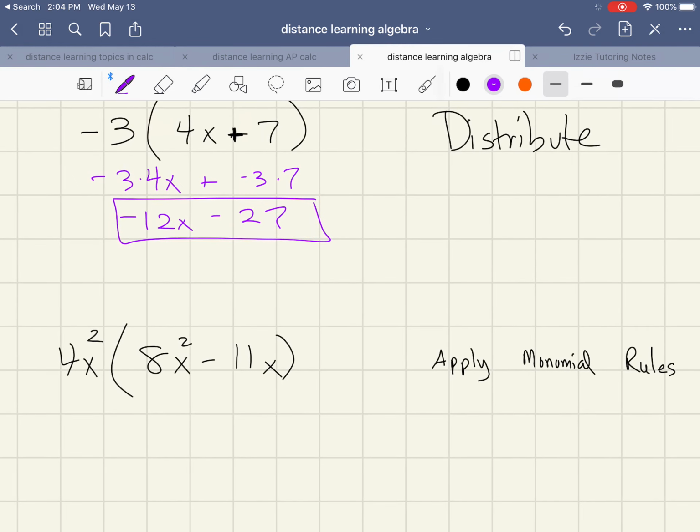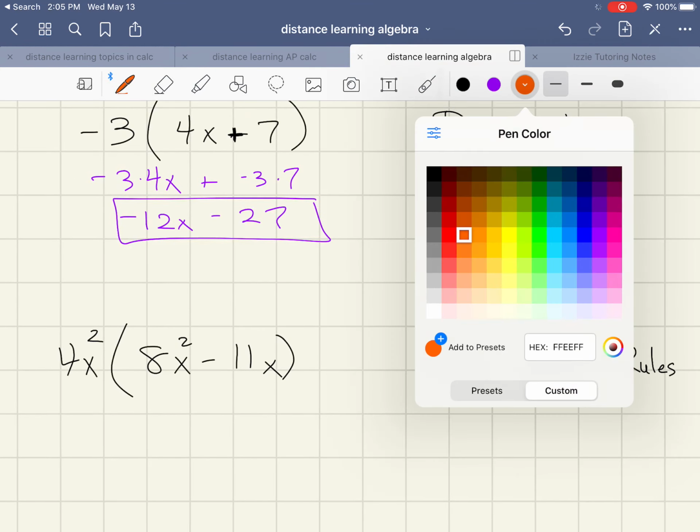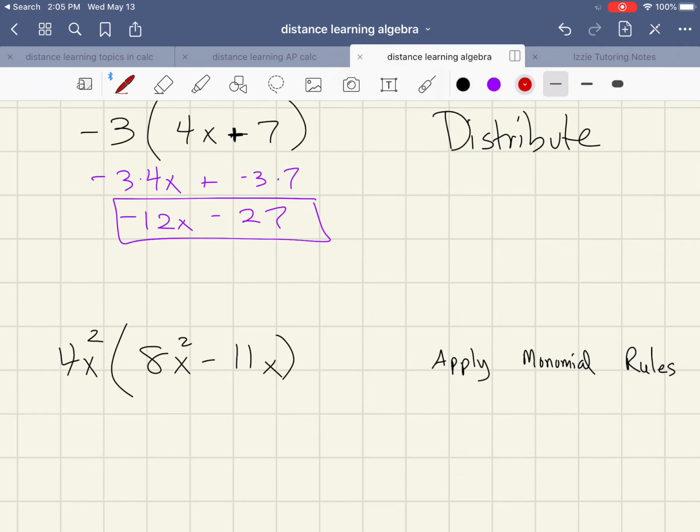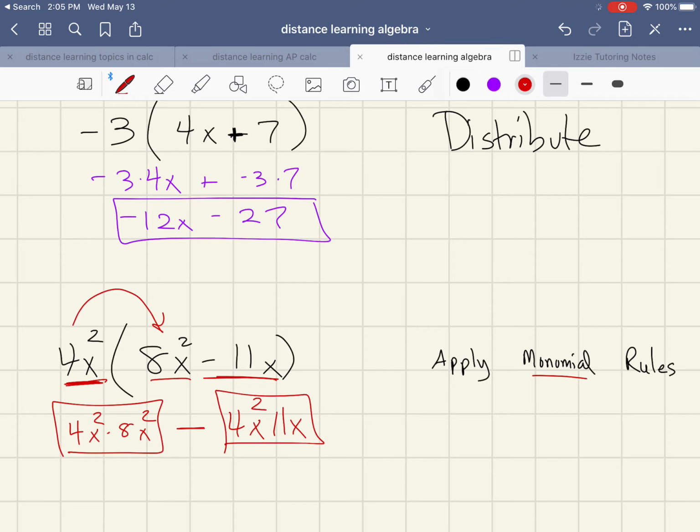Now, what happens when it's a little more complicated is that we're going to incorporate the rules that we've learned with monomials. So if I have 4x squared and I have to distribute it to 8x squared, 4x squared times 8x squared, and then I know I have a positive times a negative, so I know it's going to be minus 4x squared times 11x, and now we basically have two monomials to simplify.